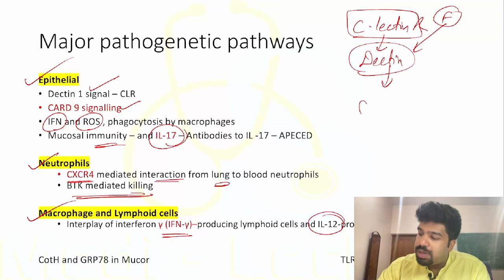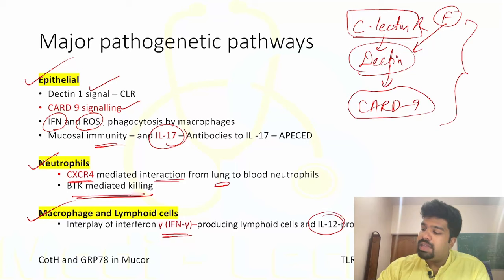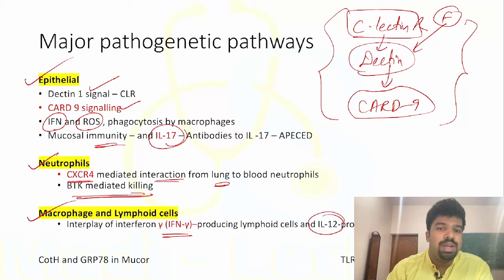It is going to stimulate something called Card-9. This Card-9 signaling pathway is a caspase activated pathway. Once this Card-9 domain is activated, it is going to send a series of transcription activators to increase the transcription for reactive oxygen species and interferon. So once these interferons and reactive oxygen species are very high, it is going to come and kill whatever fungus is supposed to be there. So this Card-9 signaling is an important defense for mucosal and epithelial defense. Again, Card-9 signaling is an epithelial defense.